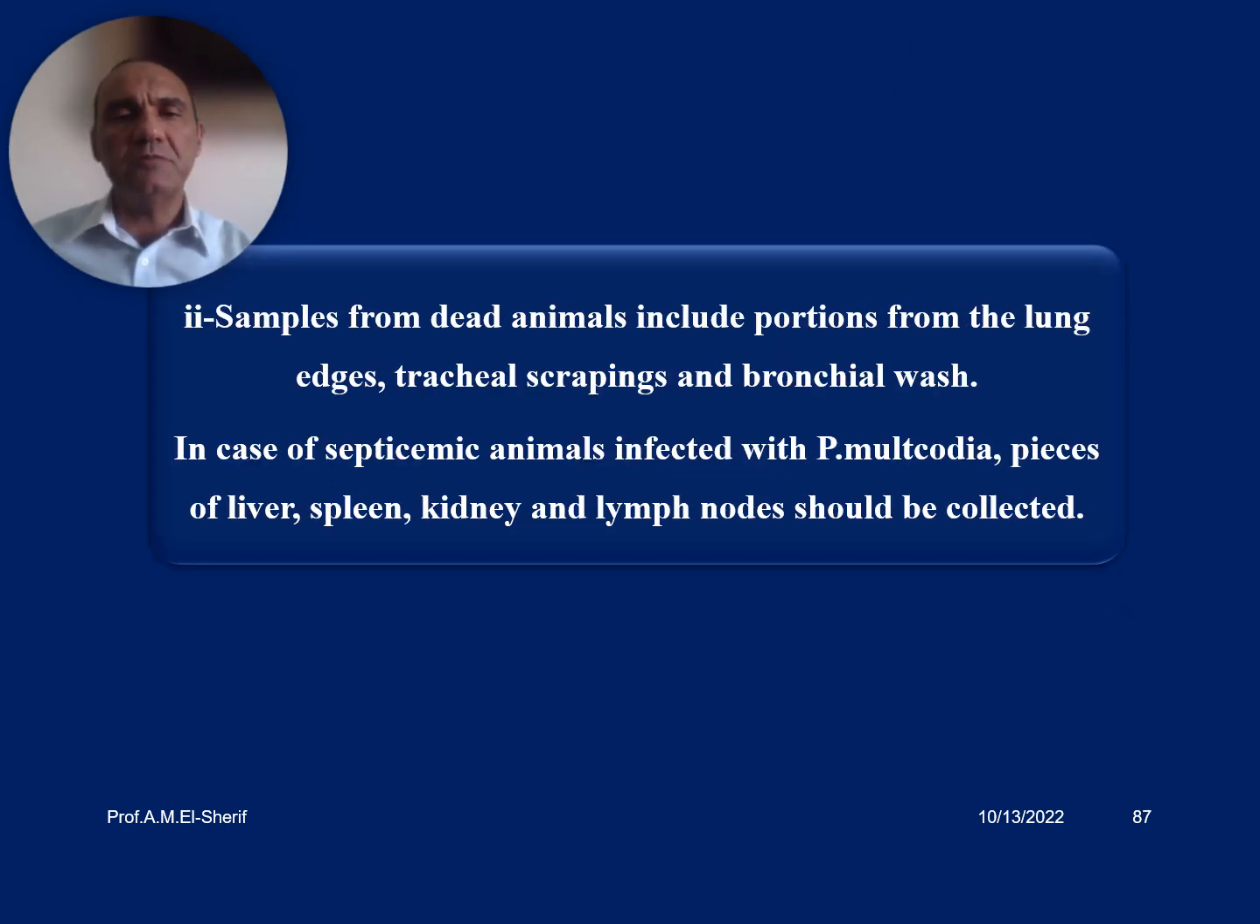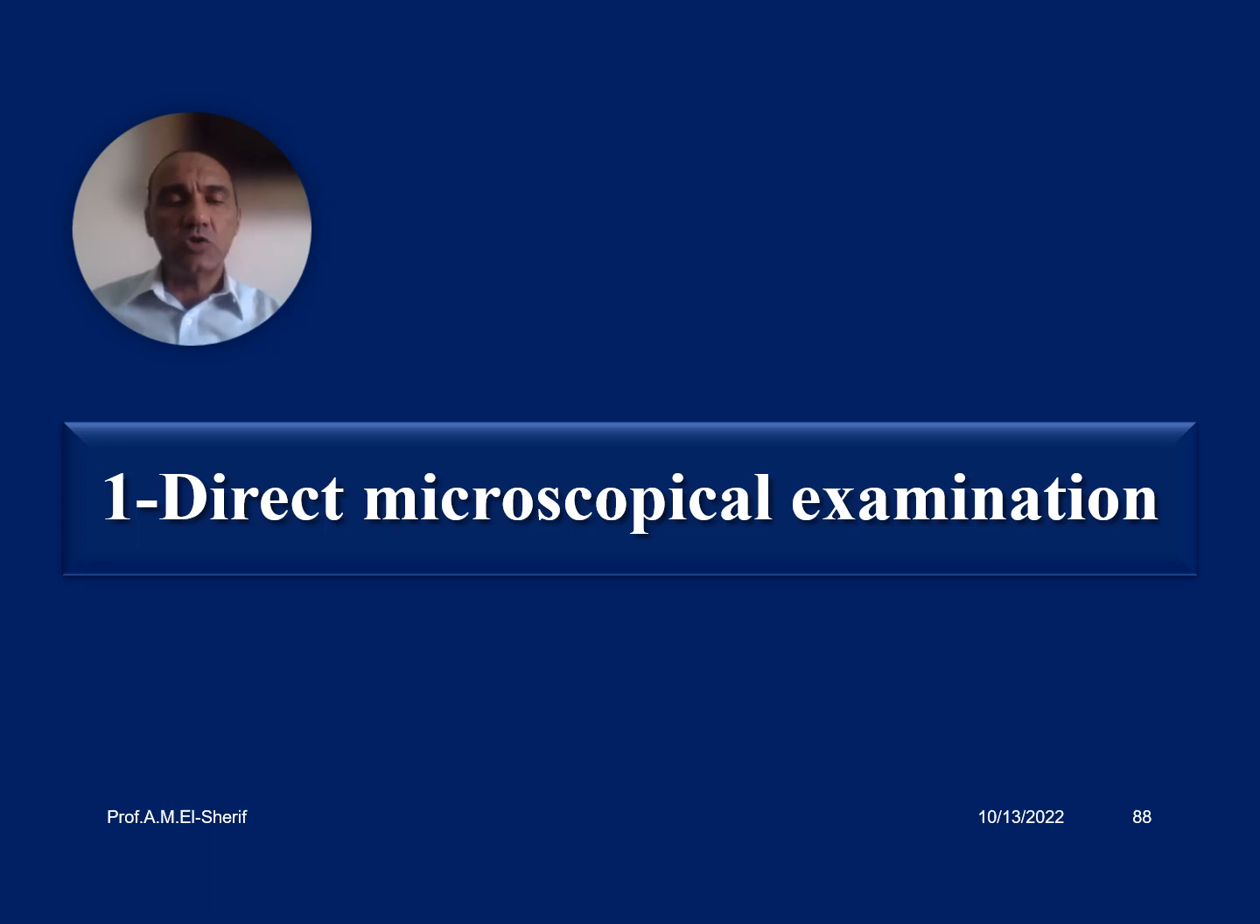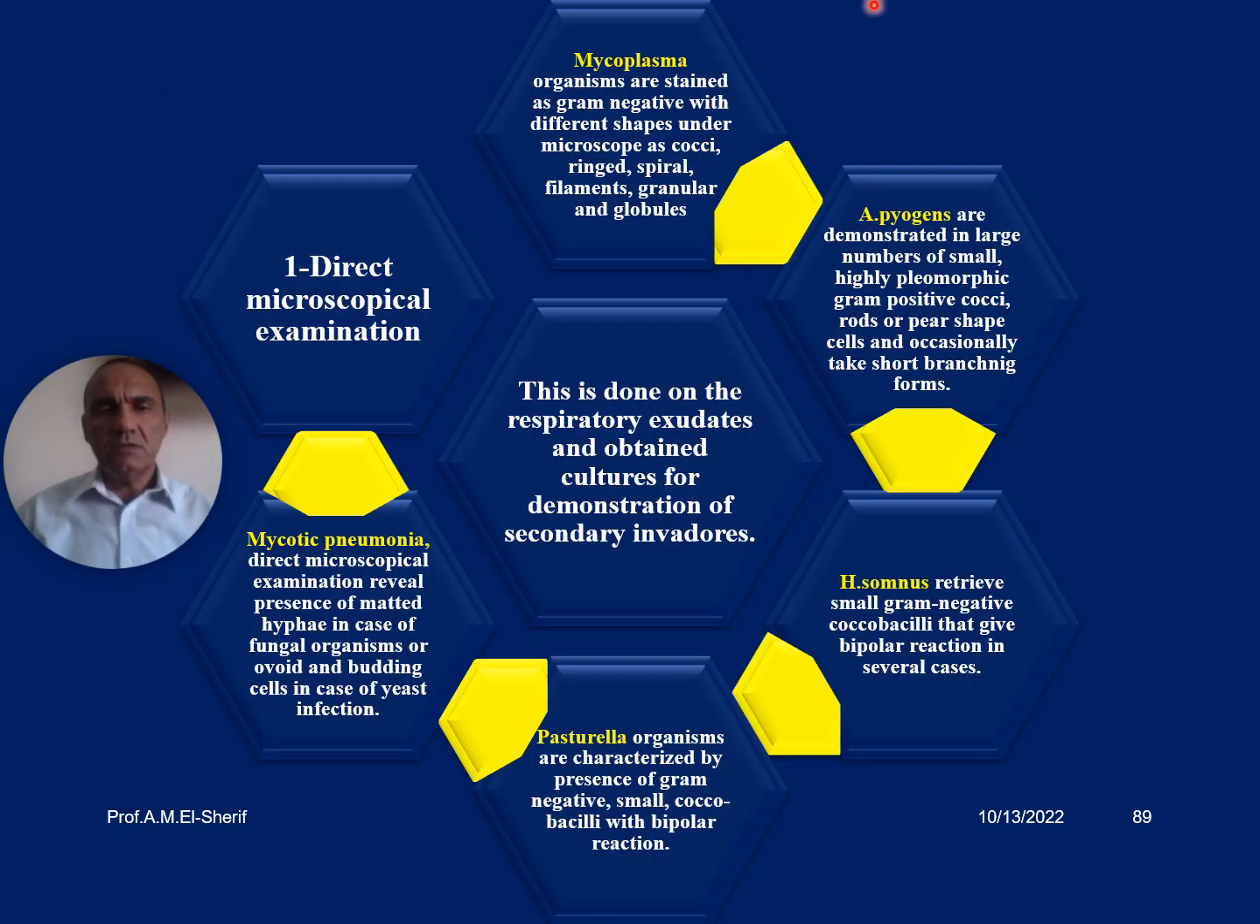Samples collected from dead animals include portions from the lung edges, tracheal scrapings, and bronchial wash. In case of septicemic animals infected with Pasteurella multocida, pieces of liver, spleen, kidney, and lymph nodes should be collected. Direct microscopical examination is done on the respiratory exudates and obtained cultures for demonstration of secondary invaders.